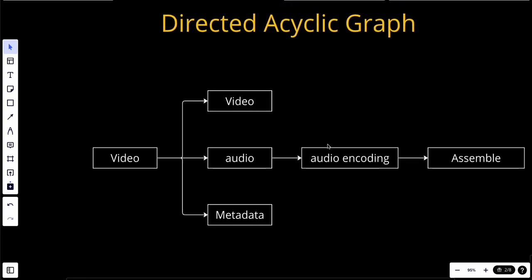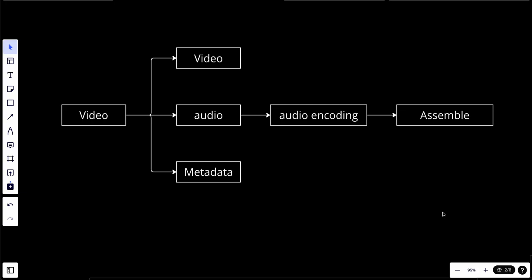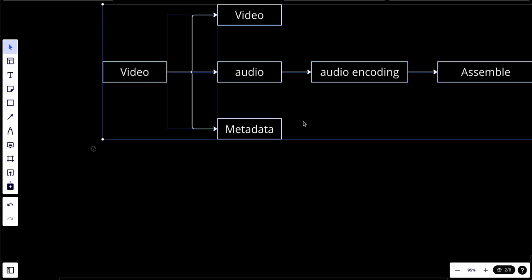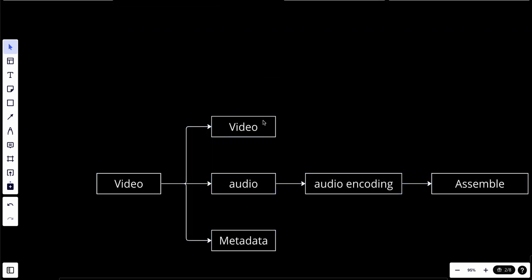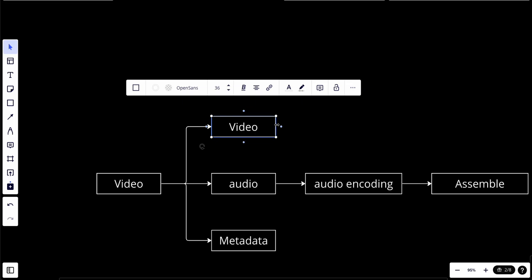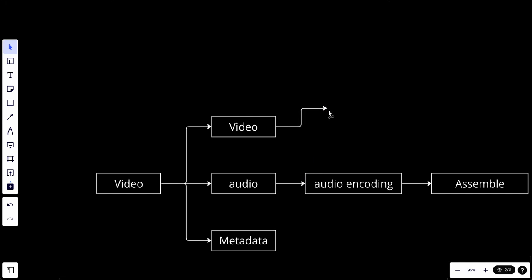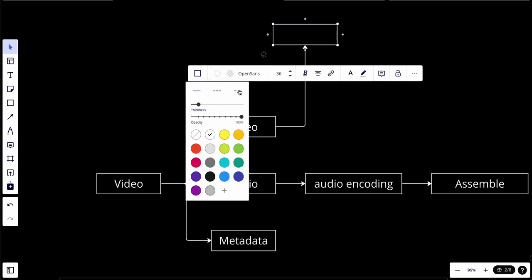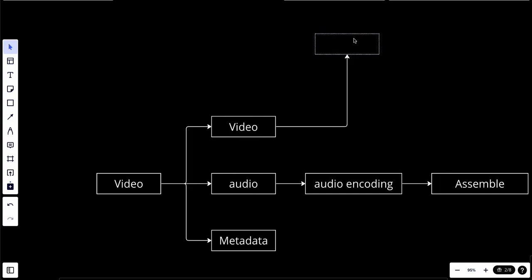In the video, there will be some things happening here, but let's just give it like that. I guess we need to drag this section a little bit down. So in the video, first we will have a bunch of tasks that will happen with the video. Let's have it like this, and I want to make it dotted instead of a solid border, because it will be a bunch of tasks.